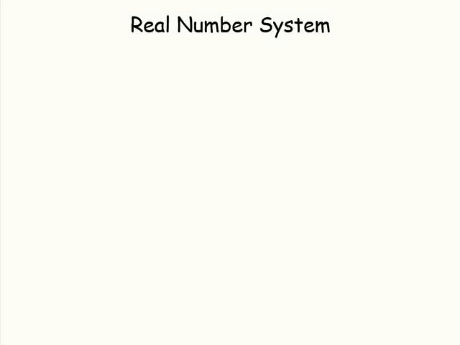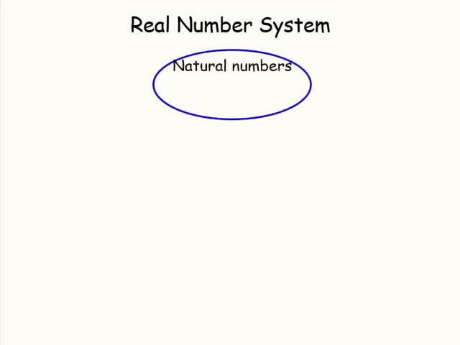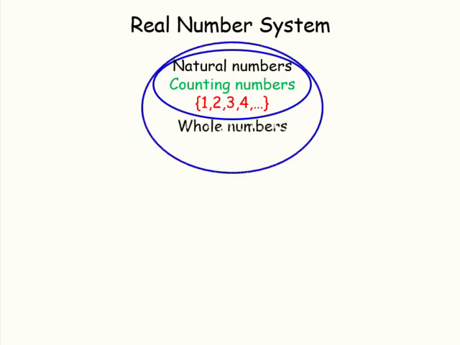So let's take a look at the real number system. The first group in the real number system is called our natural numbers. Those are our counting numbers. If you were to start to count, you would start with 1, followed by 2, 3, 4, and 5, and so on. Our second group has the addition of 0. That one extra number makes it a whole new group, no pun intended.